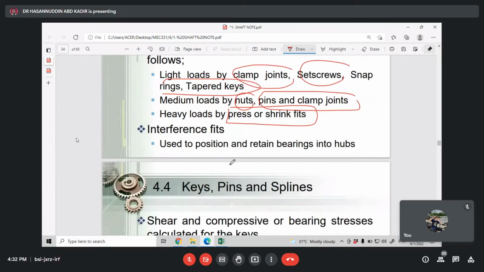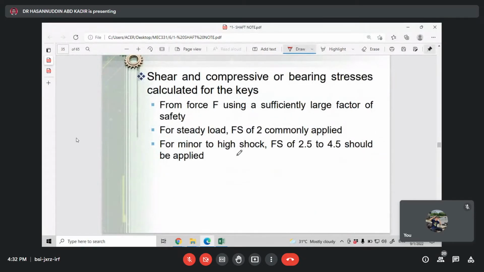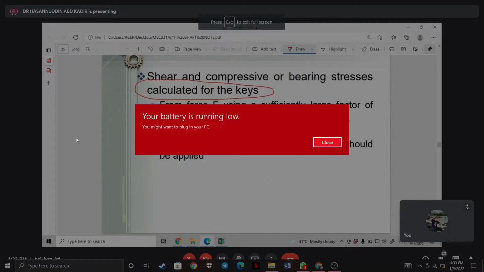Okay, interference fit juga ni. Okay, yang ini, shear and compression of bearing stress, calculation of the keys. Contohnya kalau kamu diberi condition untuk study steady load, make sure factor of safety ni can apply around 2. Let's say for the condition from minor to high shock, boleh apply this formula. Just nak mention kat sini, kalau high shock ke condition yang heavy duty ke, normally factor of safety tu we can increase until 4.5.